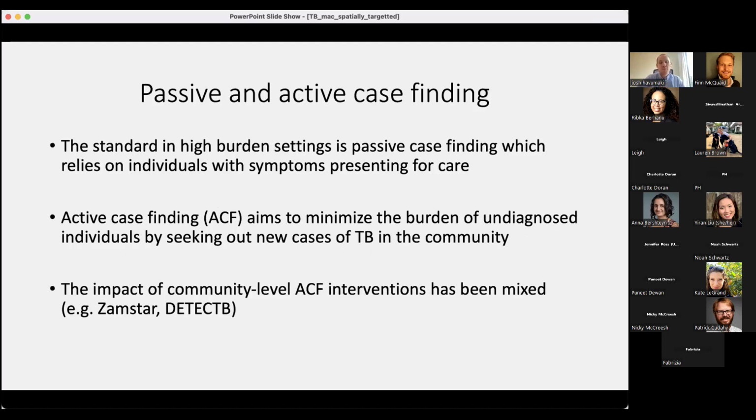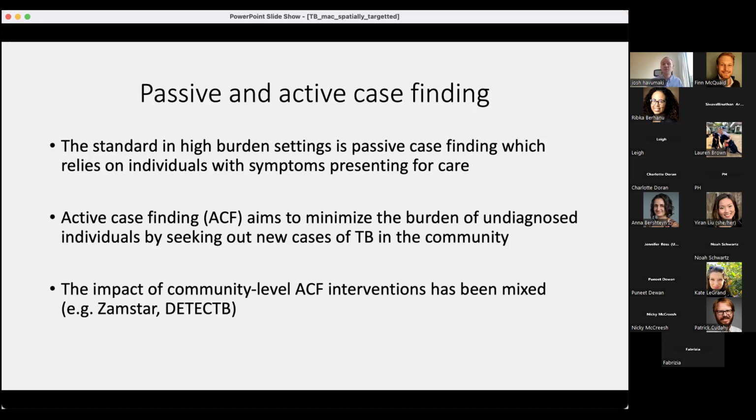I think probably most people know this here, but just to highlight, in standard high burden settings it remains passive case finding, in which people come to treatment on their own, they self-present to treatment. Active case finding in general aims to minimize this burden and reliance on patients self-reporting for treatment, and really aims to seek out new cases of TB in the community.